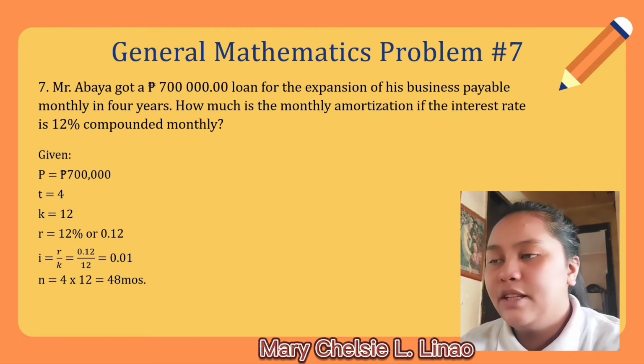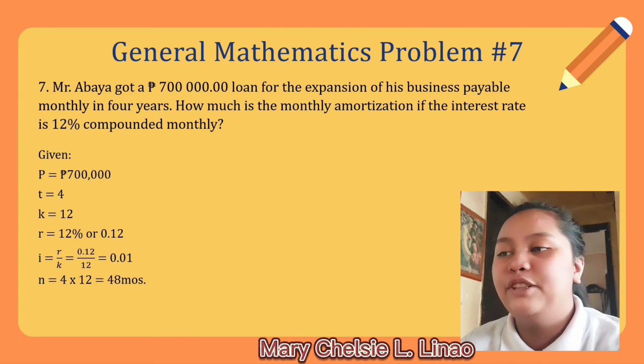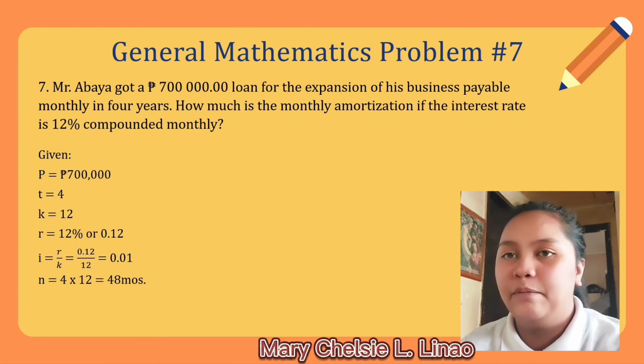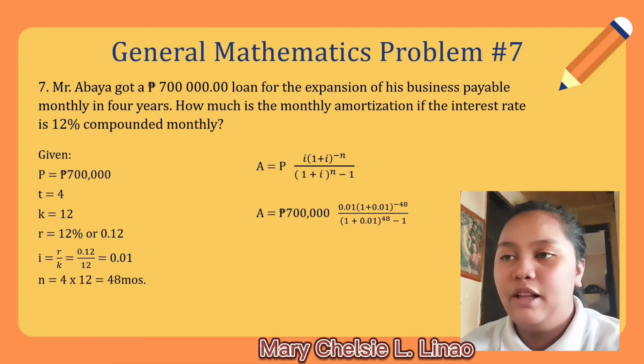So our principal amount is equal to 700,000, our T is equal to 4, our K is equal to 12, our rate is equal to 12%. So to find the interest rate, simply divide 0.12 by 12 equals 0.01. So to find the N, simply multiply 4 times 12, which is equal to 48 months. To find the amortization amount, I use this formula. So all we need to do is substitute all the values we have into the formula given.